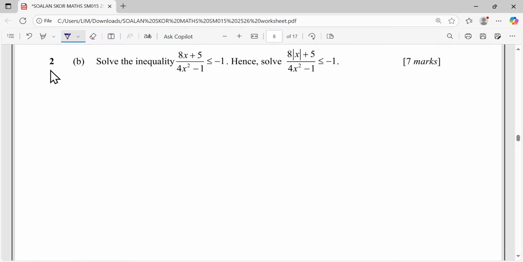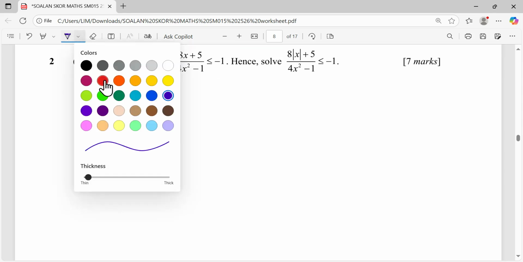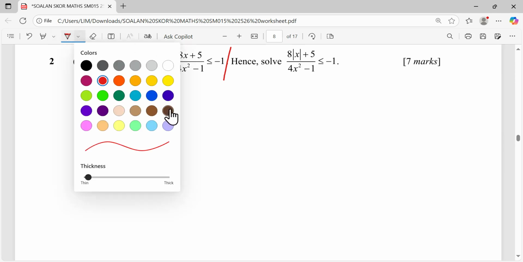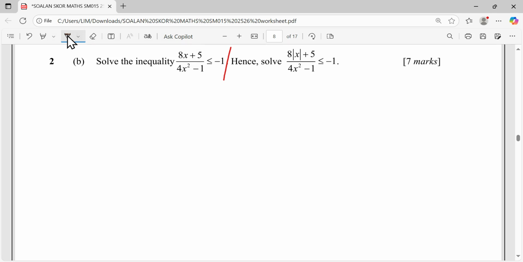Hi everyone, for this question 2b, we are going to solve the inequalities. For this video, we will solve this part first, then the rest of it. It is a bit out of the syllabus, so we will discuss it in another video. Alright, so that is basically what we need to solve.